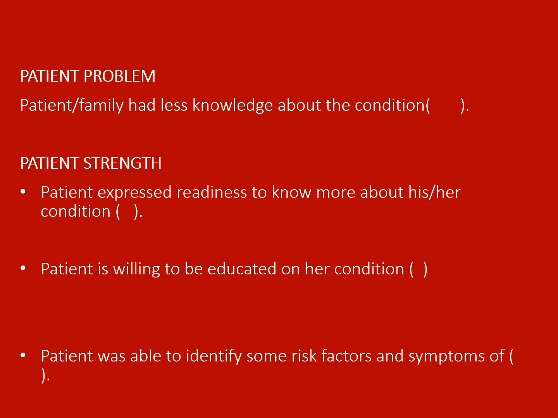Now in the patient problem column, simply write: patient had less knowledge about his or her condition, or patient/family had little or less knowledge on condition, and in brackets you can put the condition, such as malaria, hernia, etc. This is your own style, but your main agenda is to make the sentence understandable to the examiner to mark. So: patient/family had little or less knowledge about malaria, or patient/family had little or less knowledge about condition (malaria).